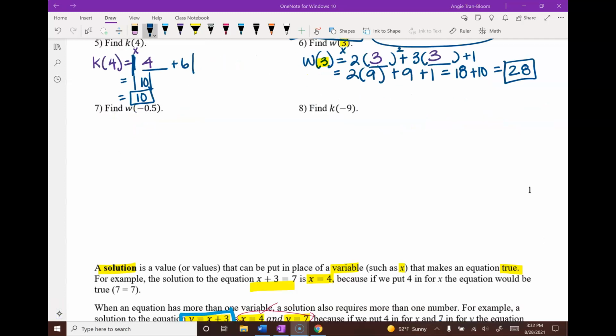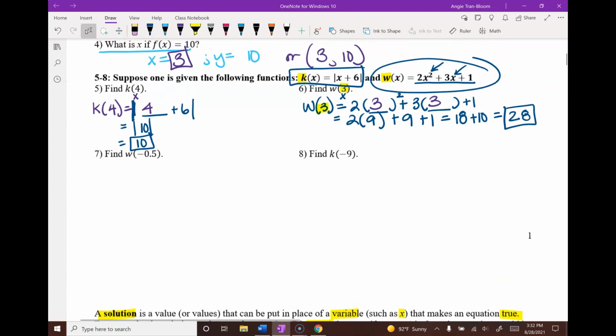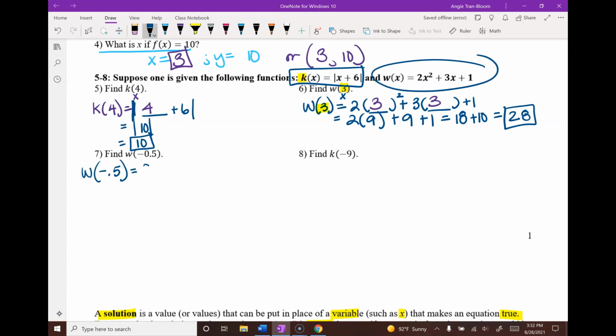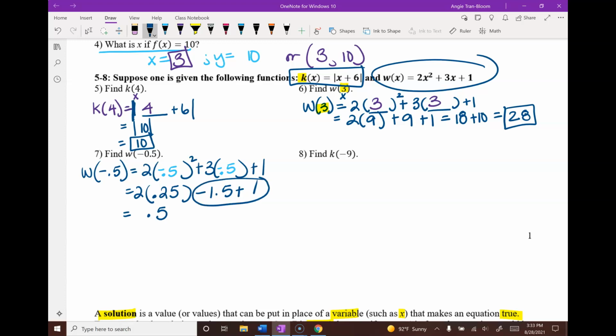Okay, all right, guys. So find w of a negative 0.5. So obviously we have to go to the w function, which is this one right here. So w of a negative 0.5 is 2 times x squared plus 3 times x plus 1. So I want to enter in a negative 0.5 in both locations of x, okay? Now, a negative number, when you square it, that would be a positive number, positive 0.25. 3 times a negative 0.5 is going to give us a negative 1.5 plus 1. 2 times 0.25 is going to give us 0.5. And then negative 1.5 plus 1 is going to be negative 0.5. Positive 0.5, take away 0.5, that would end up in 0. So that one would be 0.